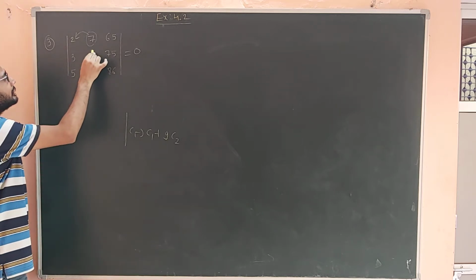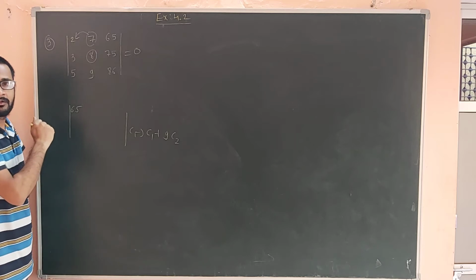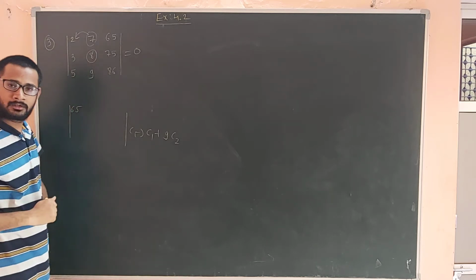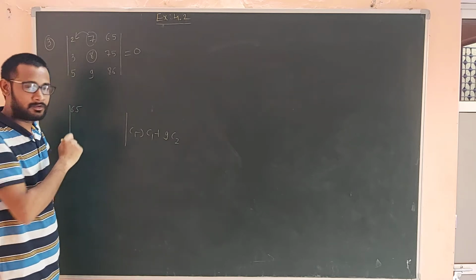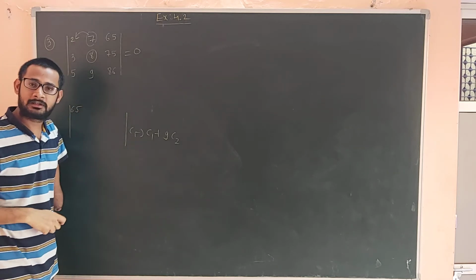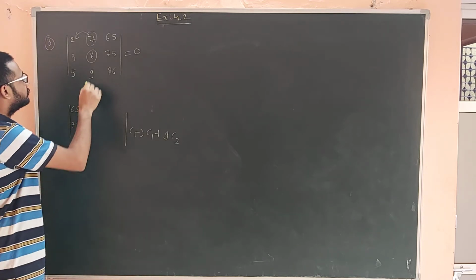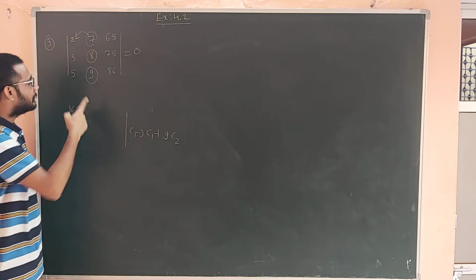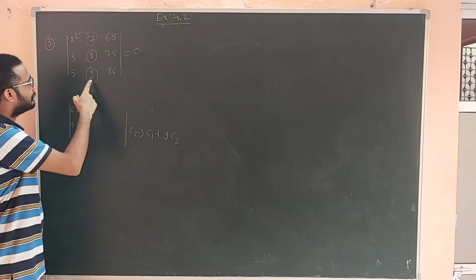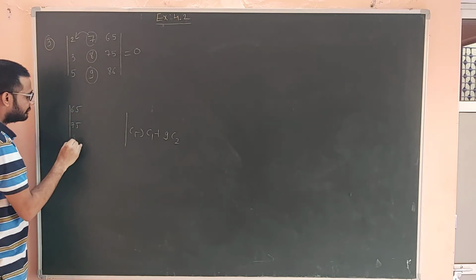Again the second element is 8. I multiply it with 9 and add into the first column. 8 nines are 72, and 72 plus 3 is 75. So right here again 75. If the third element is 9, I multiply 9 with 9 and add into the 5. 9 nines are 81, and 81 plus 5 is 86.